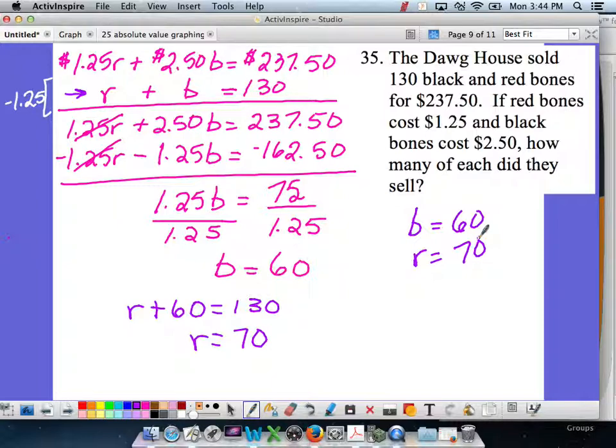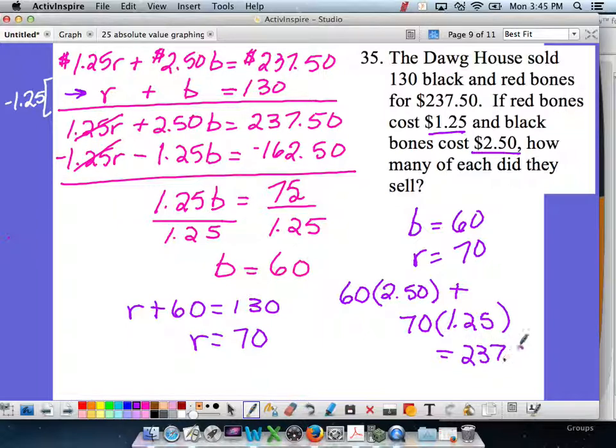It may ask for only the red bones or only the black bones. And this is easy to check. You just go back to your handy-dandy calculator. You're going to say 60 is the number of black bones, and black bones cost $2.50. You're going to multiply that times 2.50, plus 70 red bones, and I'm going to multiply that times 1.25. And that's going to give me the total of $237.50. And so that's the way I can confirm that I've got the right numbers and the right number with the right color.